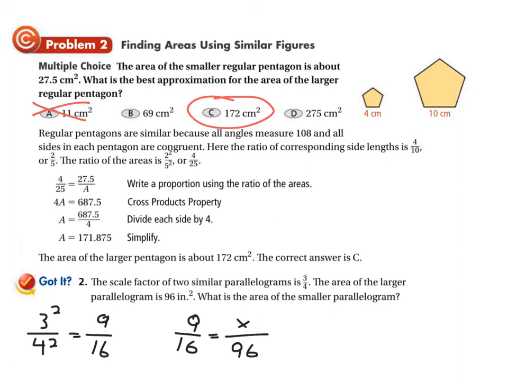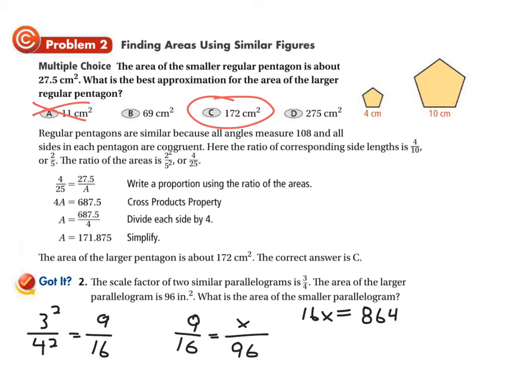Then if we use the cross products property, we have 16x equals 9 times 96. Let's see, 9 times 90 is 810, and 9 times 6 is 54, so 810 plus 54 is 864.